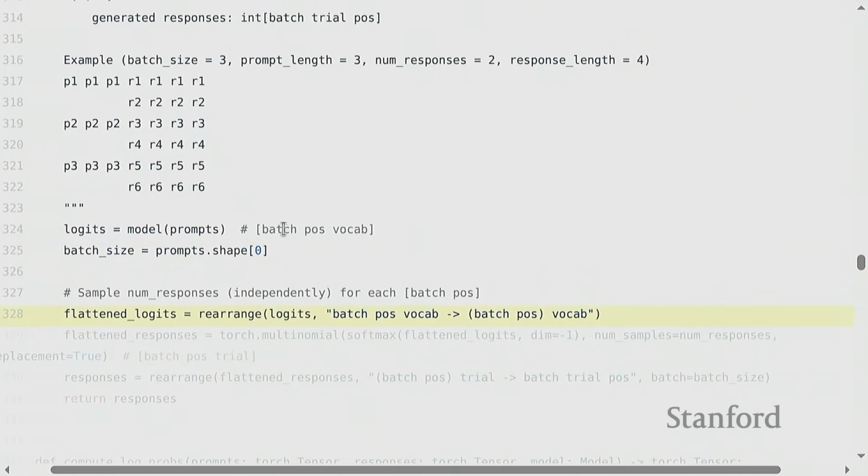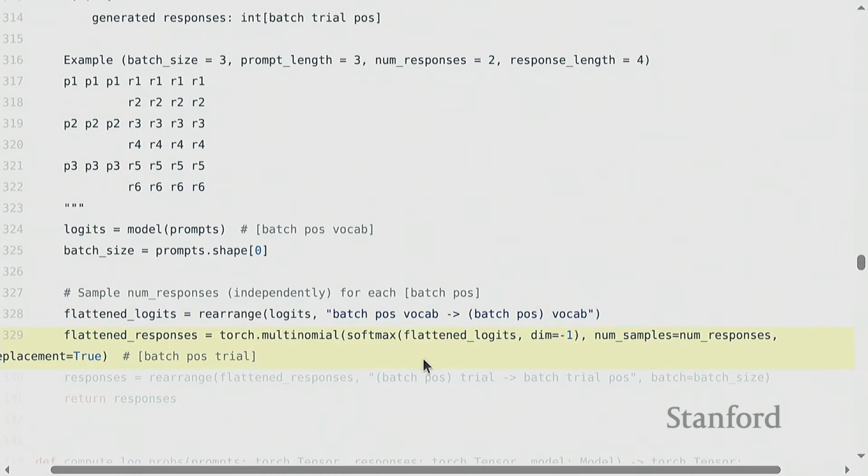Okay, so now I have logits, and this is just some shenanigans to deal with the fact that torch multinomial needs something flattened. So I'm going to flatten this into batch times position by vocab. I'm going to sample num responses, and that's going to give me batch, position, number of responses, which I'm going to call trial. And I'm going to rearrange things so that for every prompt, for every trial, I get a sequence of examples.